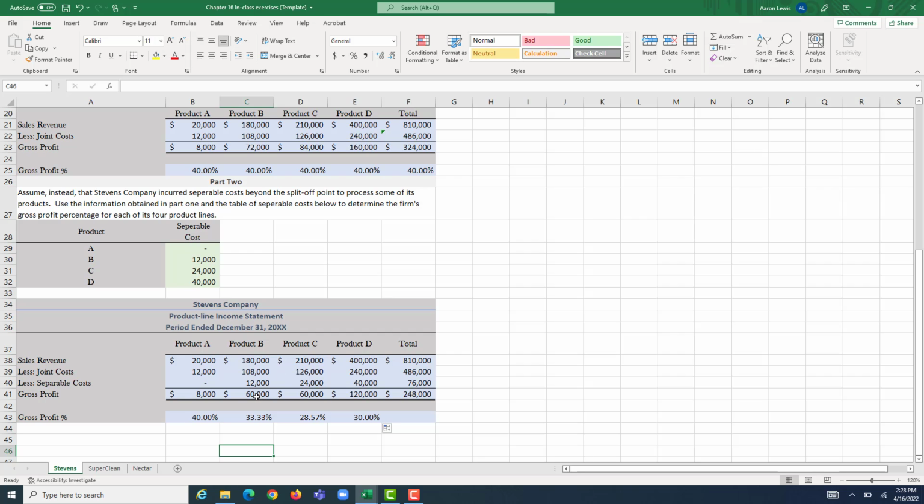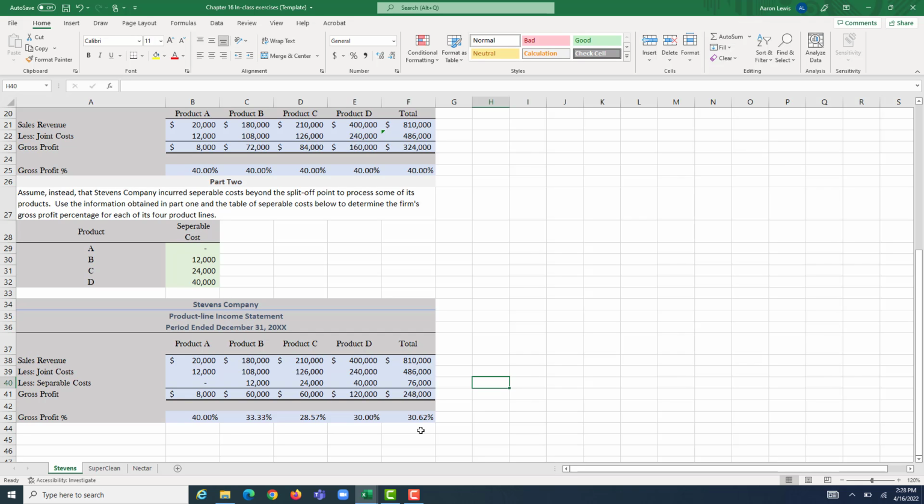Now, product B is only generating $60,000 of gross profit out of $180,000 of sales. Its percentage is down to 33 1/3%. Product C also making $60,000 of gross profit, but that one had $210,000 worth of sales, which means its profitability percentage is only 28.57%. And product D has $120,000 of gross profit out of $400,000 worth of sales. That is a 30% margin. What is our company's overall margin? Company's overall margin, if we choose to further enhance these things, to further refine these things, is going to be down to 30.62%.